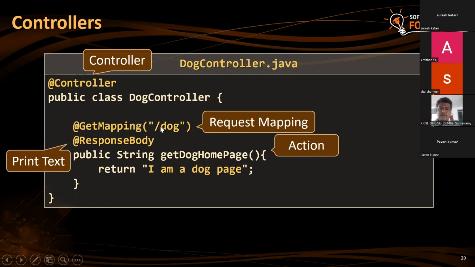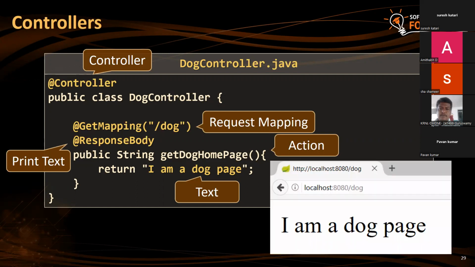Whenever the request comes with this mapping, it has to call this particular action, which is getDogHomepage. getDogHomepage is the actual action, and it returns the response body. I've decided here on plain text: "I am a dog page". This action is returning plain text. Like that, in the case of JSON, the JSON object will be formed and returned back. According to the type of response body expected, we can convert to the required formats.